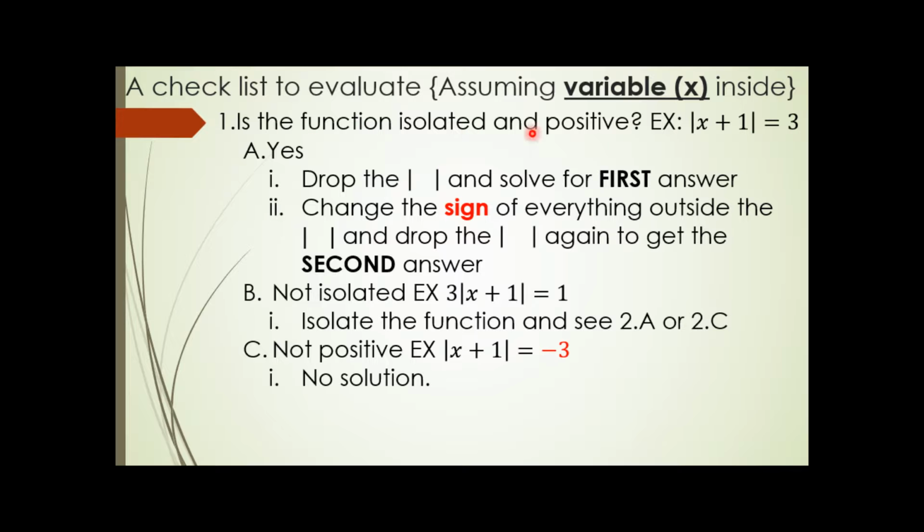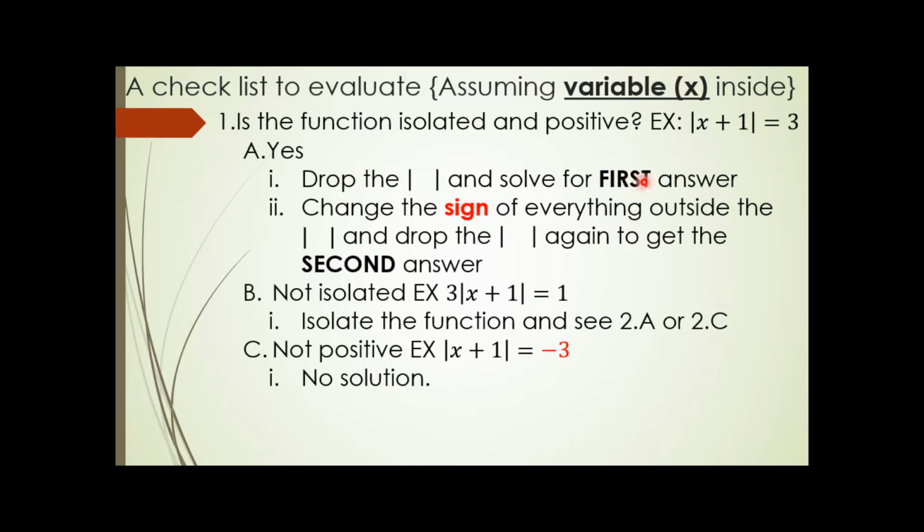Is the function isolated and positive? As you see here, there's nothing multiplied here and nothing subtracted on this side. The absolute value function, the absolute value of x plus 1, is isolated on one side, and the result over here is positive. If yes, you drop the absolute value signs and solve for the very first answer.